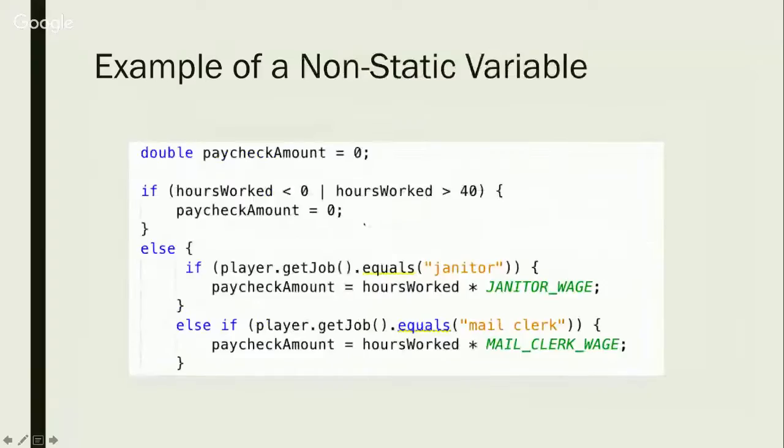And here's an example of a non-static variable. This is a double, and it's a paycheck amount, and it is used many times. And also, it's changed many times. So here, it starts out as 0, but then if you're a janitor, you get so much because the wage will be different.